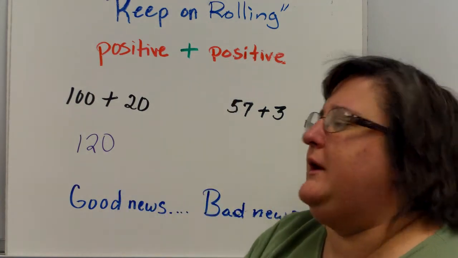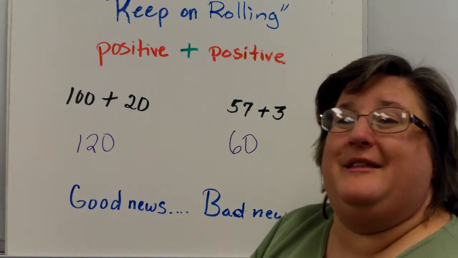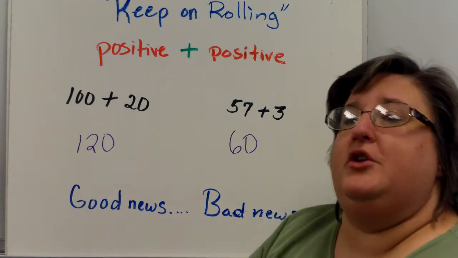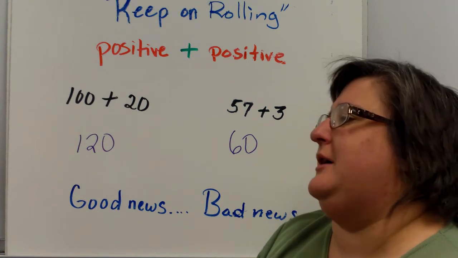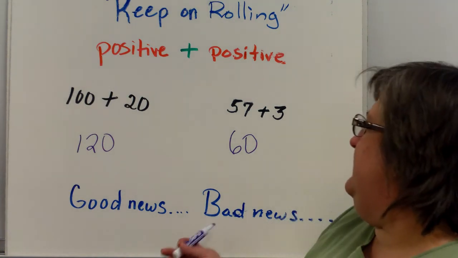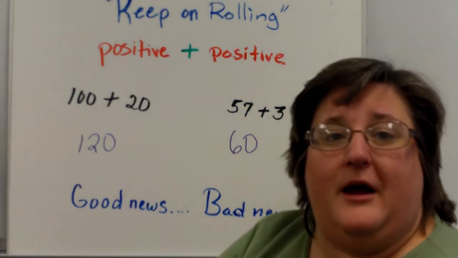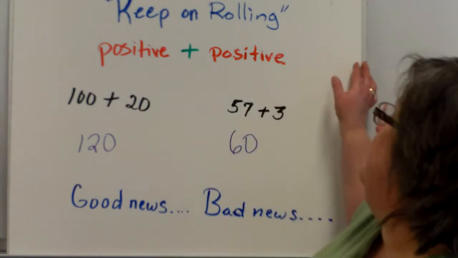You're winning money, you're winning money. You have $60. That's a nice thing to have. That's the good news. You're winning money, you're winning money. A positive plus a positive, you still have even more money now. But then there's the bad news, because now we're going to come into deal with the negative numbers.